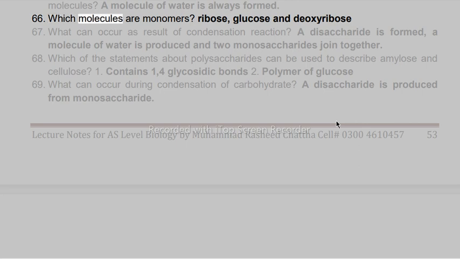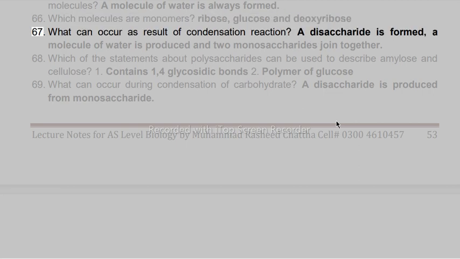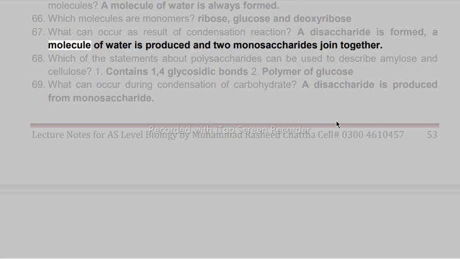66. Which molecules are monomers? Ribose, glucose, and deoxyribose. 67. What can occur as a result of a condensation reaction? A disaccharide is formed, a molecule of water is produced and 2 monosaccharides join together.